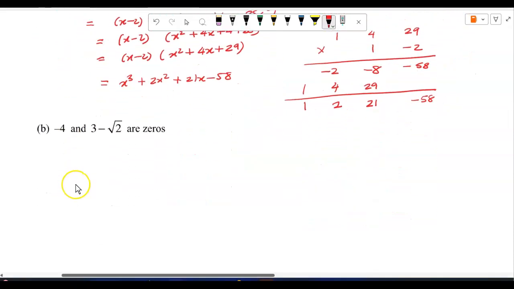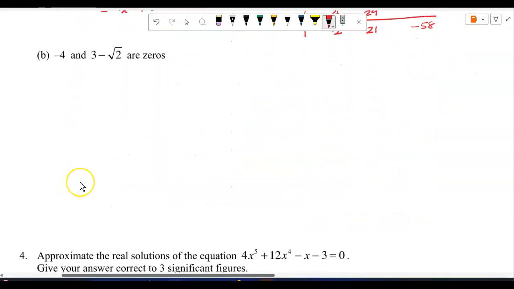I'm not gonna fill it out. I'll do that later. Next one.